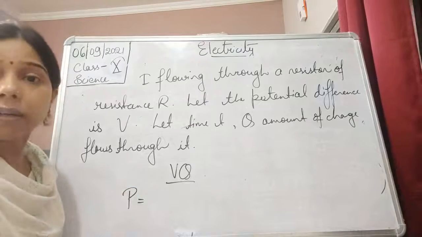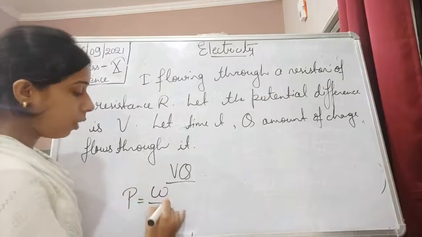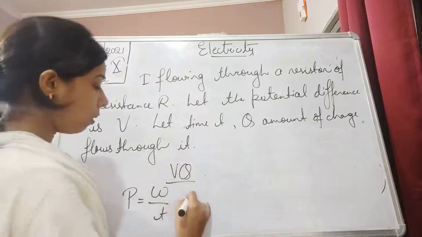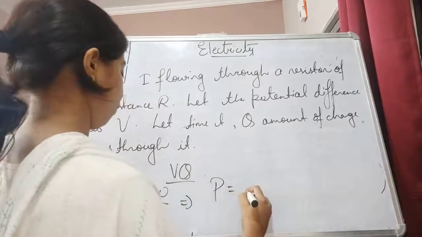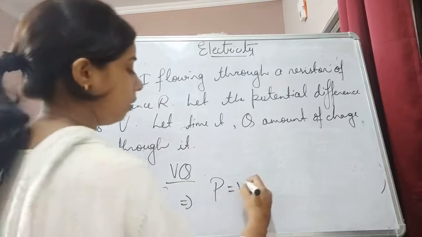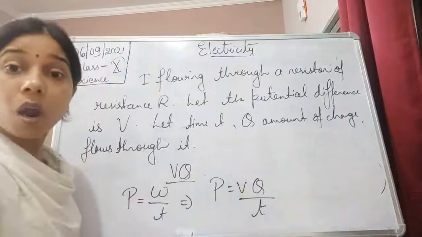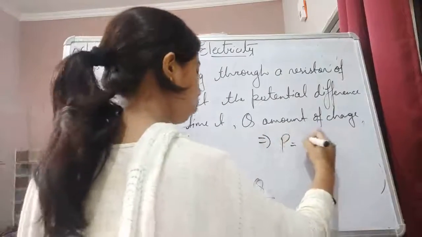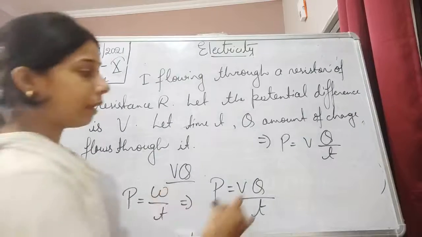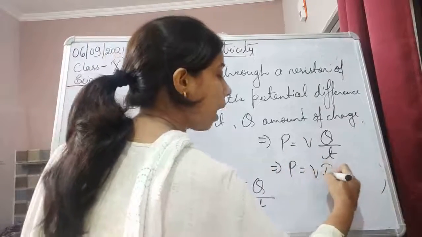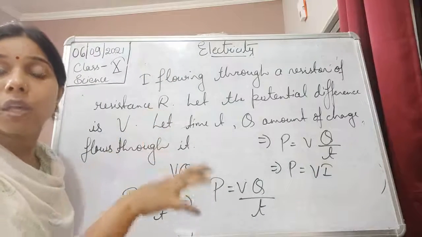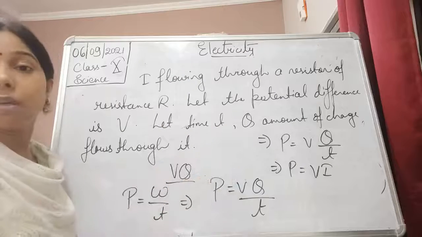That is work done upon time, and the work we are doing to make this charge move across the potential difference, so P is equal to VQ upon T. And we know that Q upon T is the current. So P is equal to VI. So the power input that we supply to the circuit will be equal to VI.